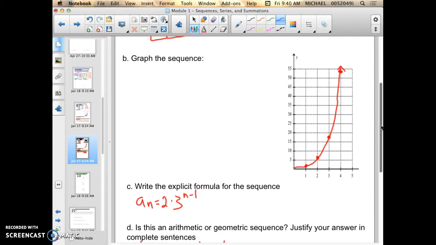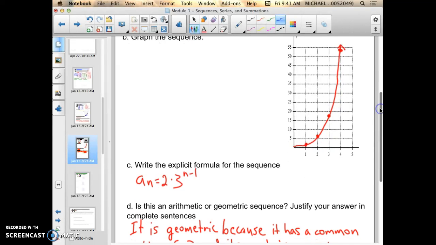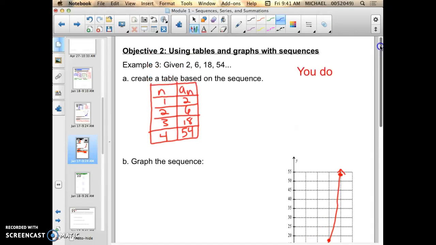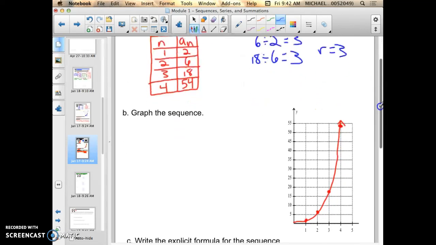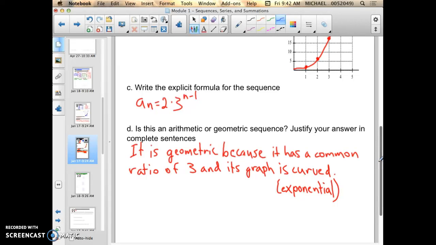Hopefully you were able to make that connection before even finding if it has a common difference or a common ratio. Now, in order to write the explicit formula, I had to find the common ratio. I determined it was geometric based off of the graph, so I don't even have to check to see if it's arithmetic. So it's 6 divided by 2, second term divided by the first is 3. Then the third term, 18 divided by the second term is also 3. So my common ratio is 3. I can use that in my explicit formula down here, so I have a sub n equals the first term, a sub 1, times my r, which is 3, raised to the n minus 1.